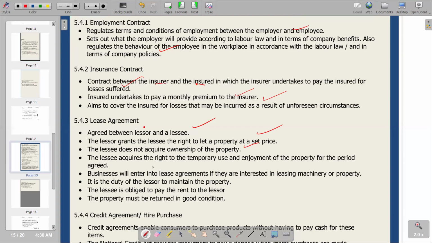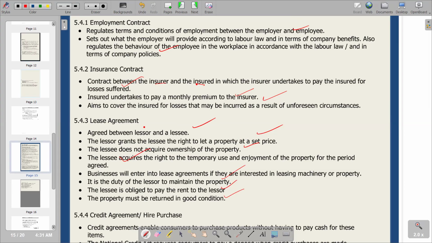for the period agreed. Businesses will enter into lease agreements if they are interested in leasing machinery or property. It is the duty of the lessor to maintain the property, and the lessee is obliged to pay the rent to the lessor. So the person who is renting becomes the lessee, and the owner of the property becomes the lessor. Then the property must be retained in good condition.